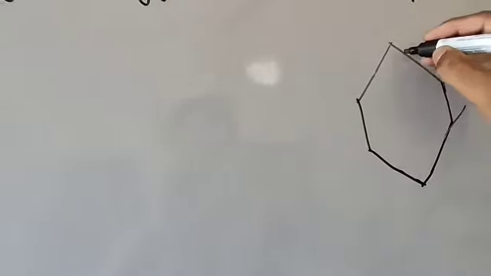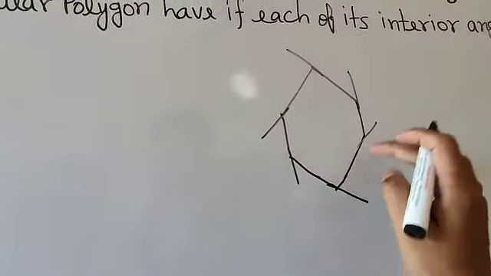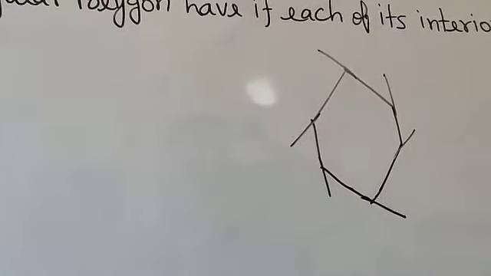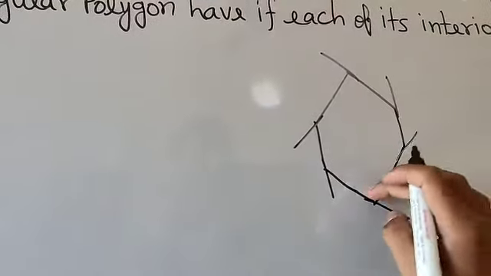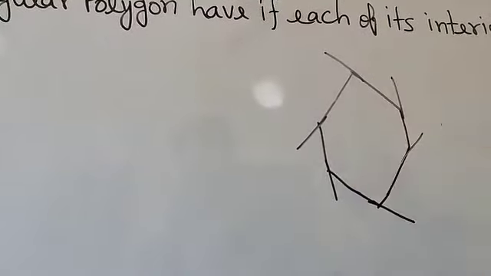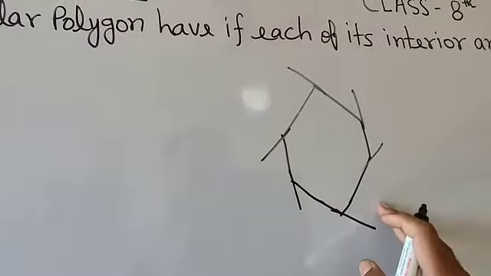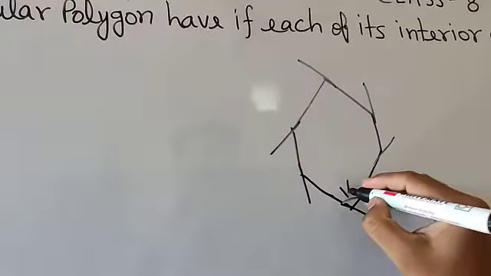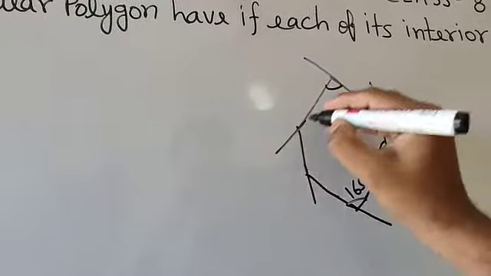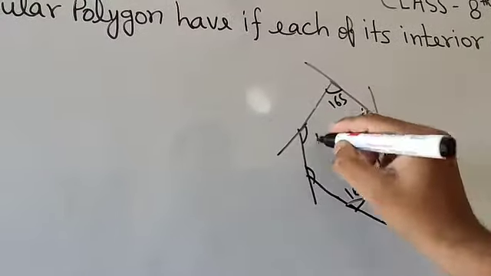So here if I extend it like this, students, I know that the sum of the exterior angles of the polygon is 360 degrees, that is fixed. But the sum of the interior angles is not fixed, it changes according to the polygon. So if each interior angle is given as 165 degrees, then all these angles will be 165, 165, 165, like that.